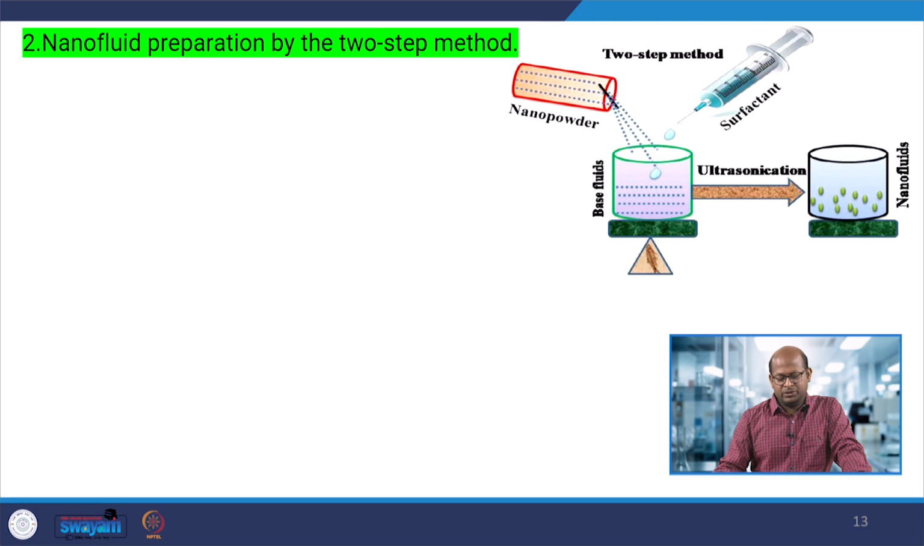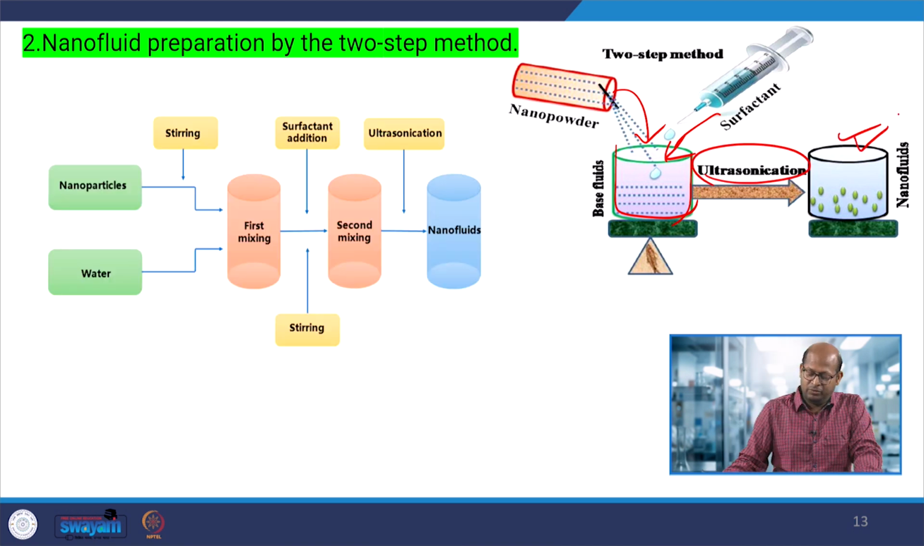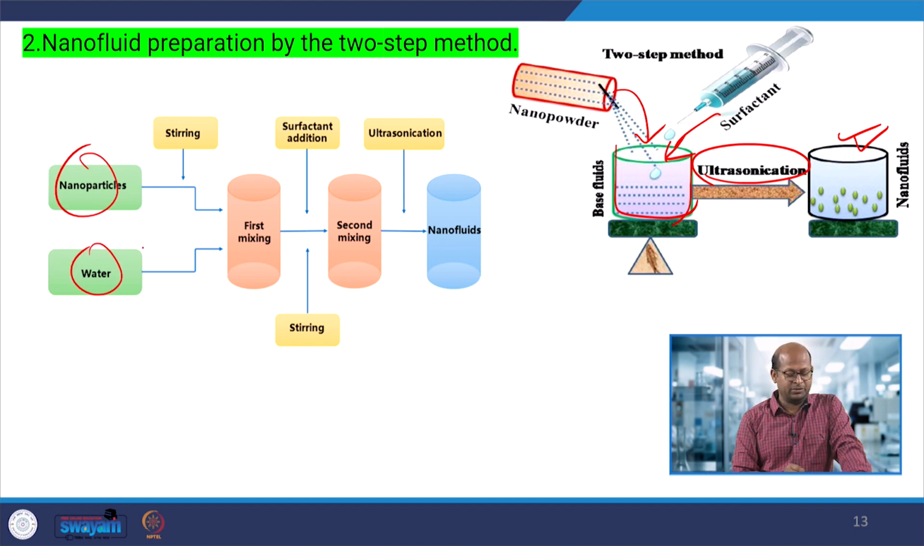Okay. So, in the two-step method we use a base fluid, put the nanoparticles in, use some surfactants, and then do ultrasonication, and then we get the nanofluid. In the first step, the nanoparticles and base fluid are mixed; then we use surfactants and do stirring in the second step. After that we do ultrasonication, and then we get the nanofluid.